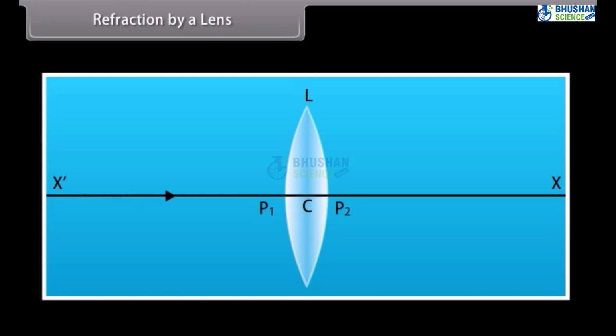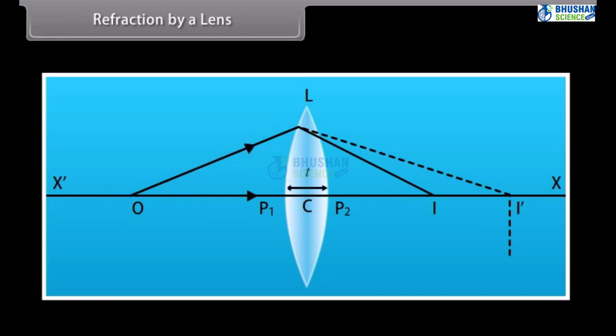Refraction by a lens. Suppose L is a thin lens. The refractive index of the material of lens is n2 and it is placed in a medium of refractive index n1. The optical center of lens is C and X-X is the principal axis. The radii of curvature of the surfaces of the lens are R1 and R2 and their poles are P1 and P2. The thickness of lens is t, which is very small. O is a point object on the principal axis of the lens. The distance of O from pole P1 is u.